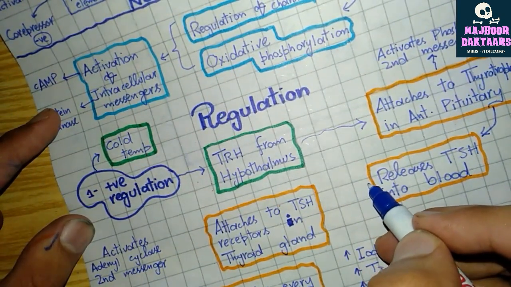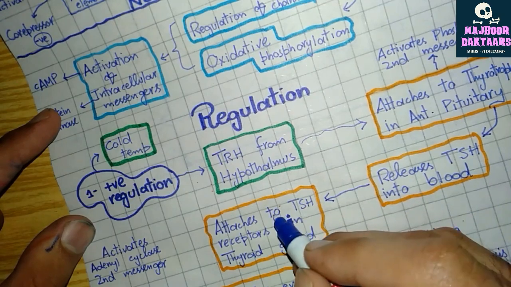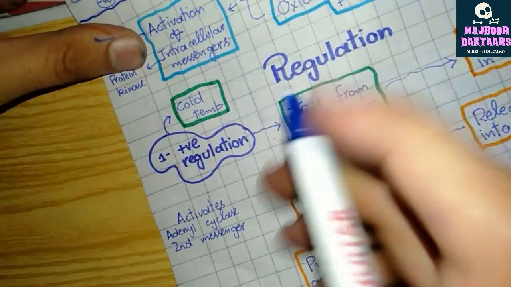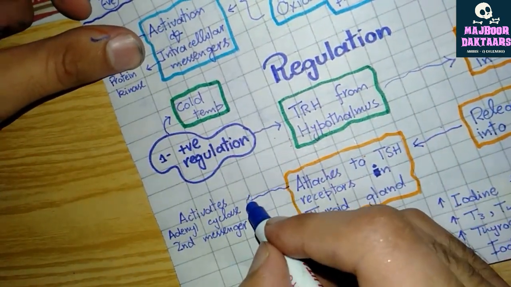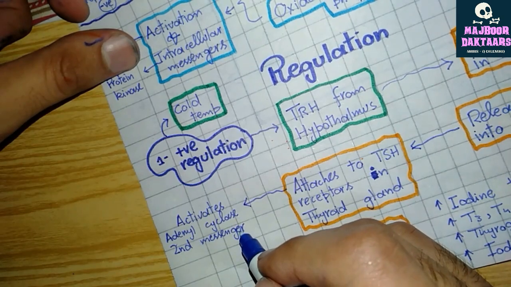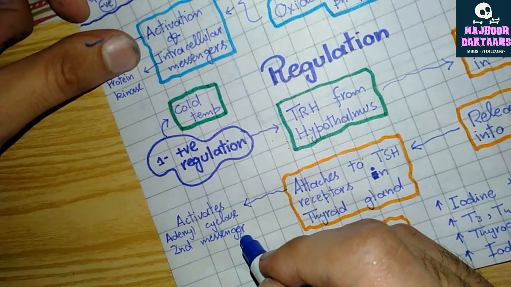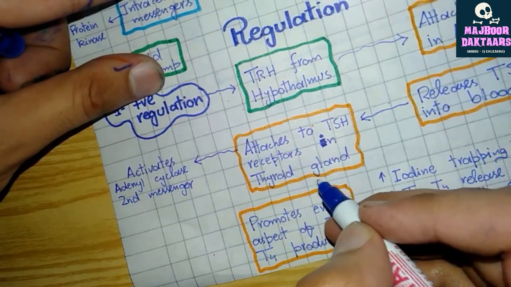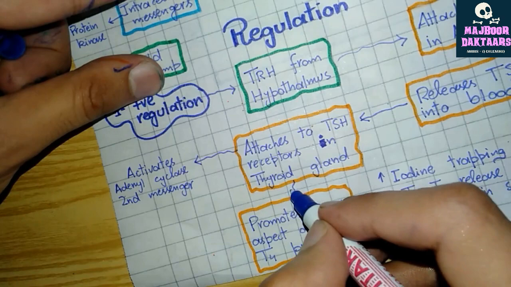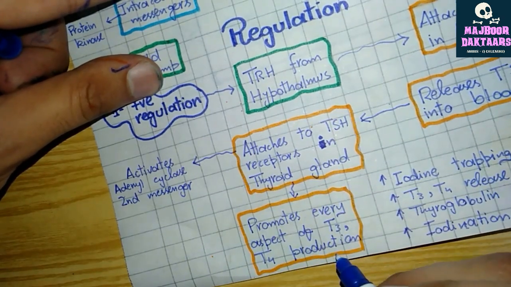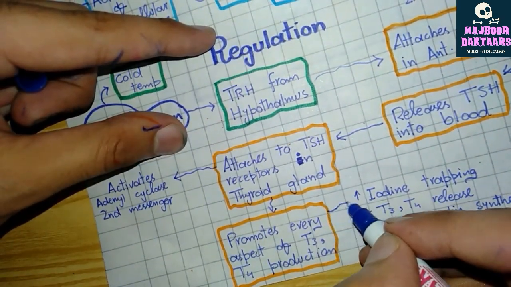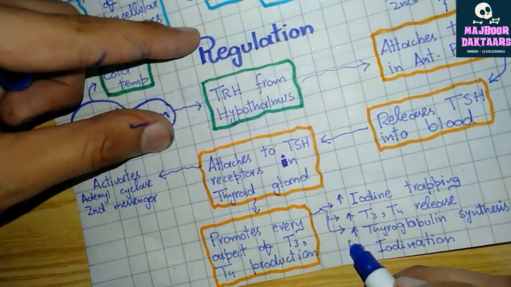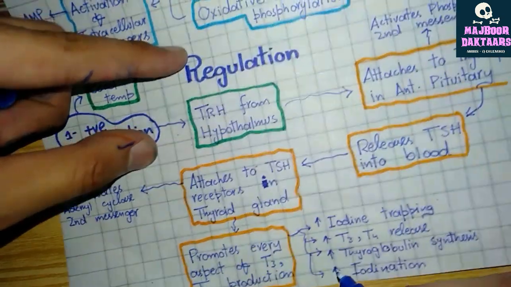Now through the blood, the thyroid stimulating hormone attaches to the receptors within the thyroid gland and causes the activation of the adenyl cyclase second messenger system, which activates cyclic AMP and causes a cascade of reactions which cause the thyroid follicles to promote every aspect of T3 T4 production. Every aspect includes increased iodine trapping, increased T3 T4 release, increased thyroglobulin synthesis, and lastly increased iodination.